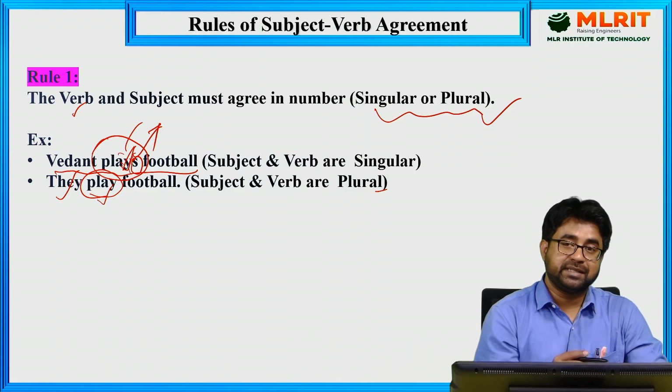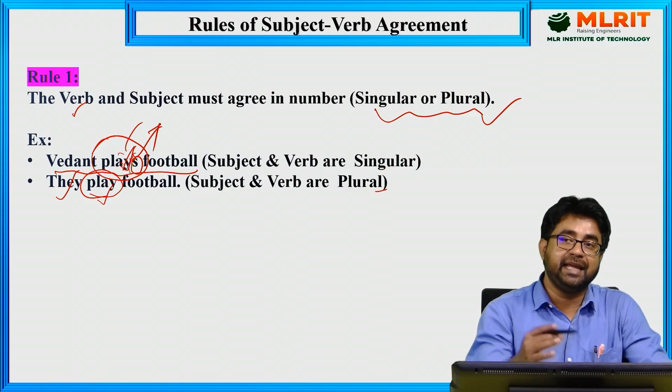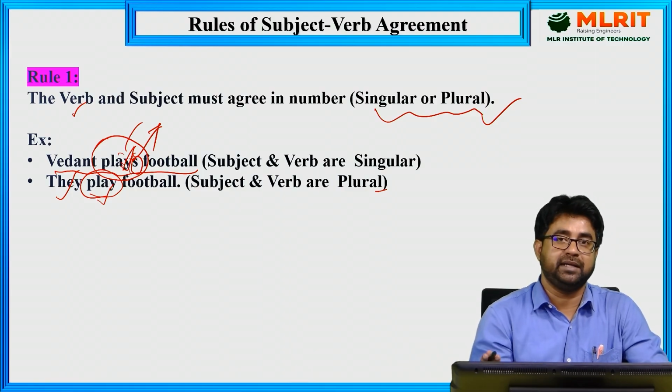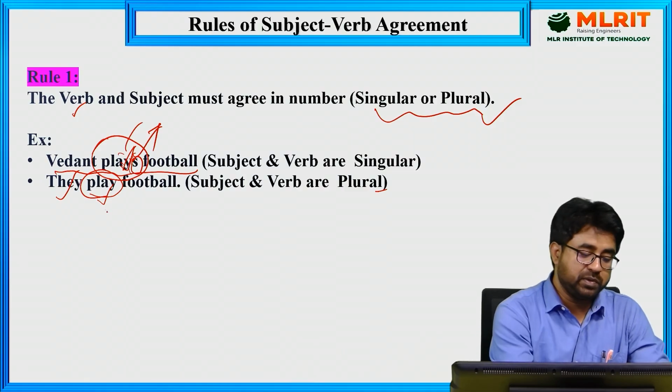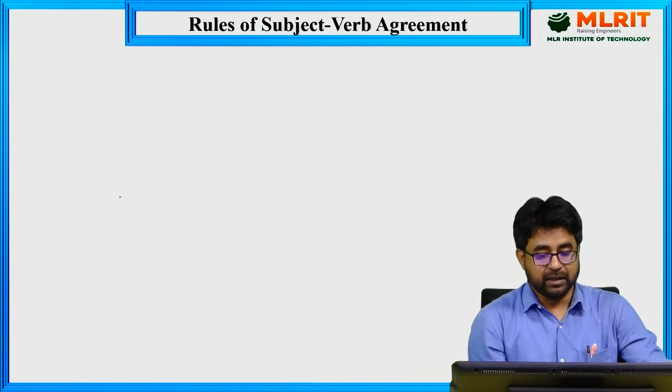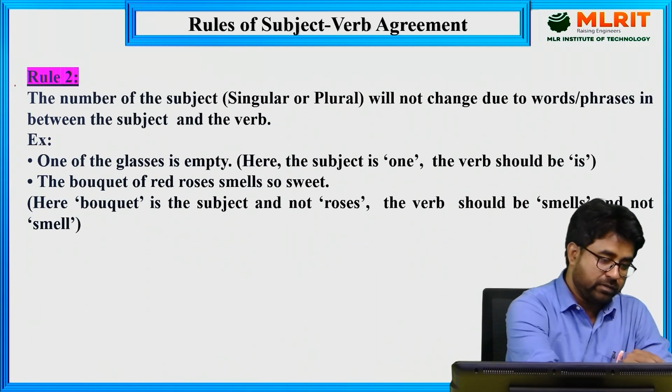If the subject is singular, if you are using a be verb, he is a good boy. You can say he is a good boy. But they are all good boys. Right? So you can see the differences. Now let's see a few second rules. What is the second rule?